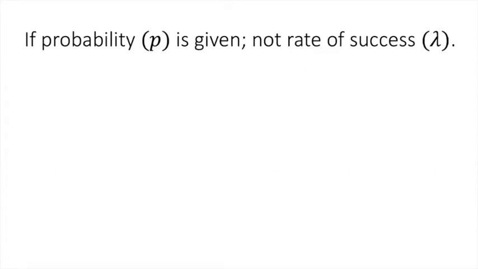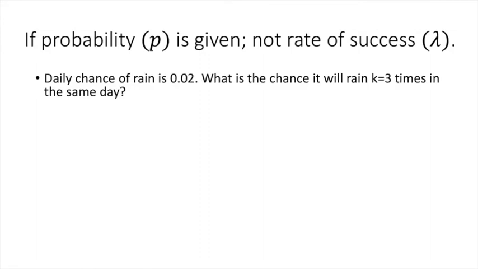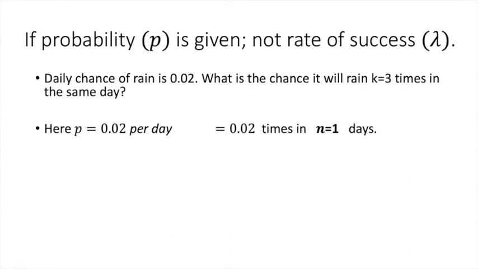Now consider another example. In this case, lambda, that is the average rate of success, is not given directly, but the probability of success is given, that is 0.02. Now we want to find the probability of k equals 3 rainfalls in any given day. Since p equals 0.02 per day, that means on average it rains 0.02 times over n equals 1 days. Now we can calculate lambda, and that is n times p, which equals 1 times 0.02, which remains at 0.02.